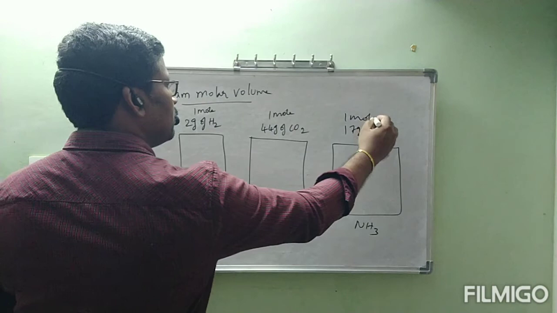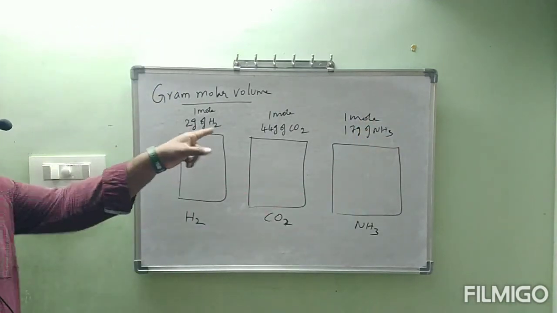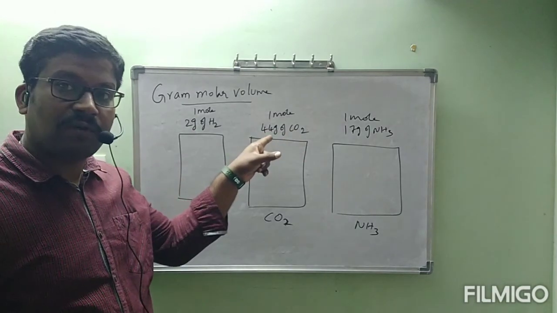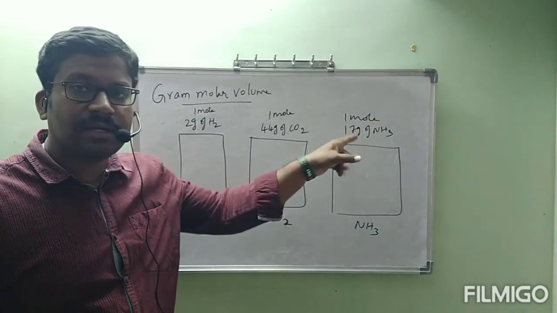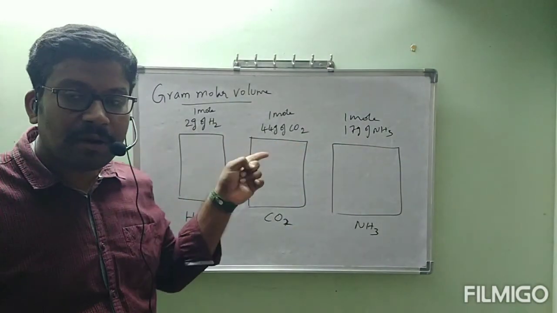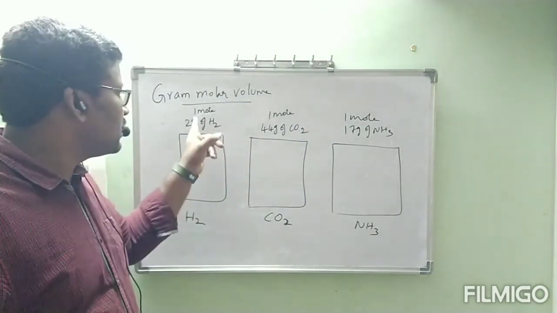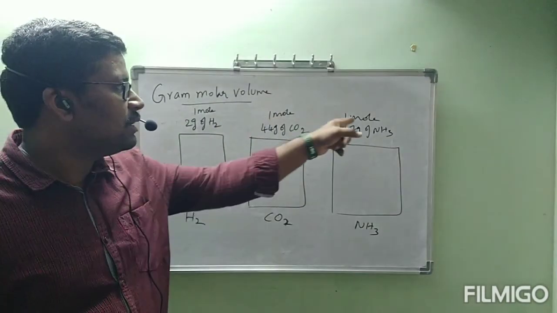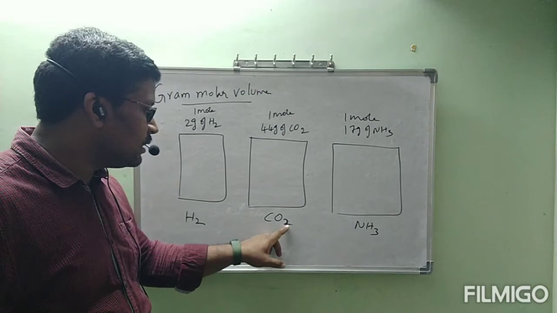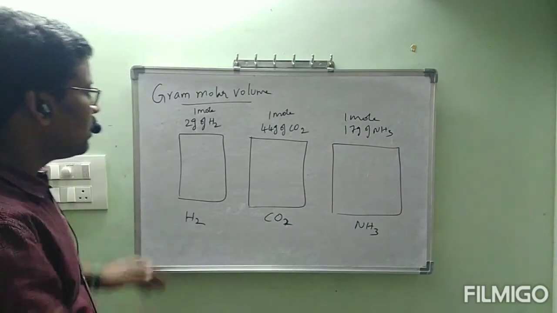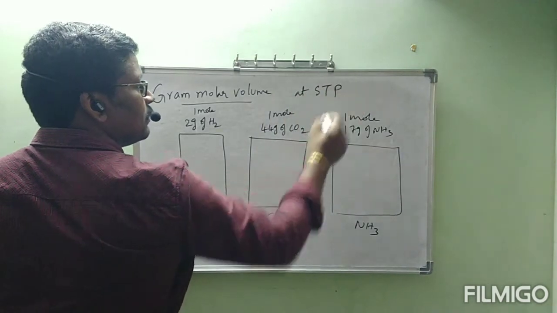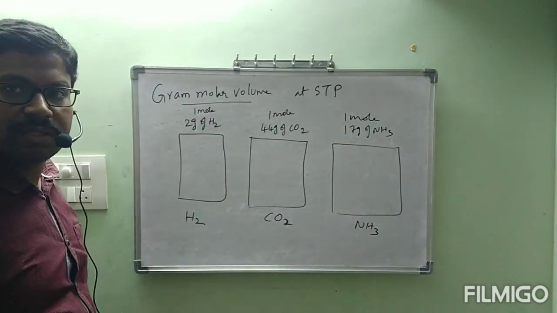One mole of H2 weight is how much? 2 grams. 1 mole of CO2 weight is how much? 44 grams. 1 mole of NH3 weight, 17 grams. Clear? Difference in weights, but number of particles is 1 mole only. This one contains 1 mole, this one contains 1 mole, this one also contains 1 mole: H2, CO2, NH3. Here, for all the gases, I am maintaining the condition at STP, standard temperature and pressure.